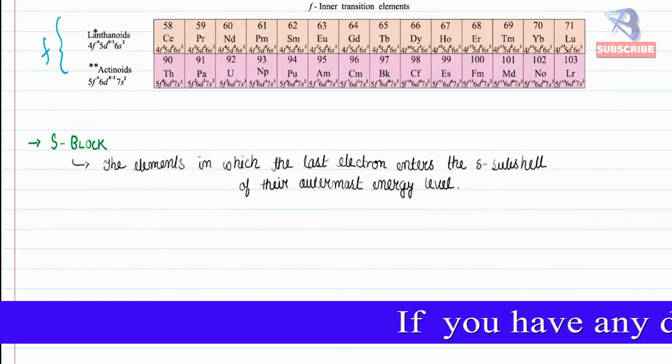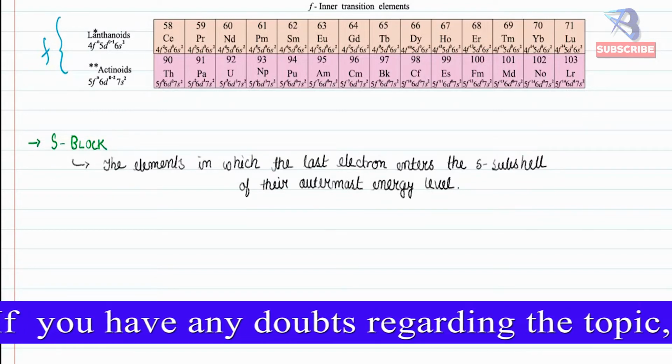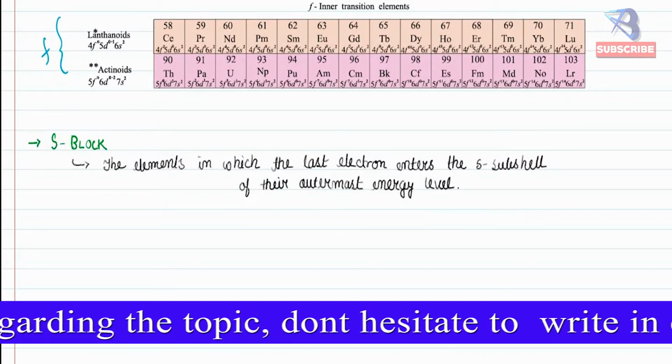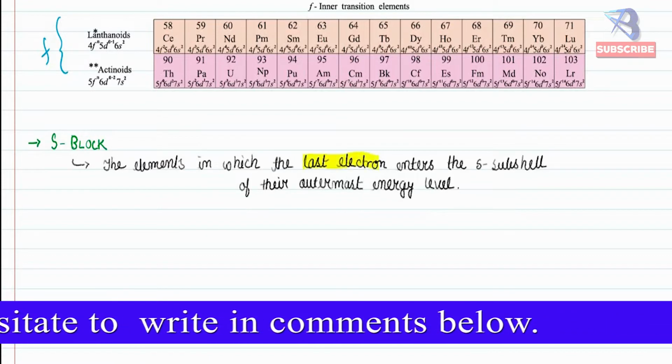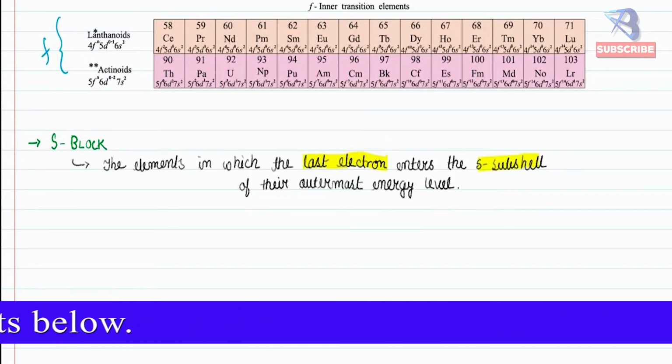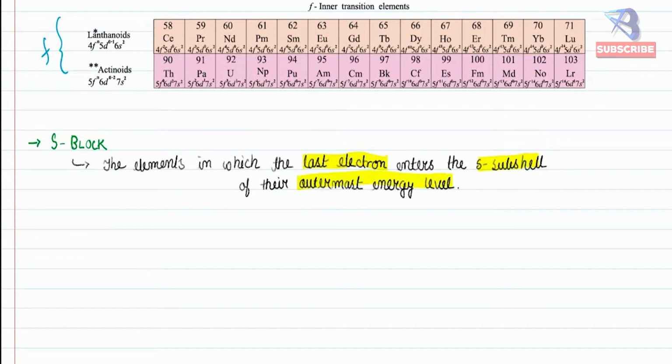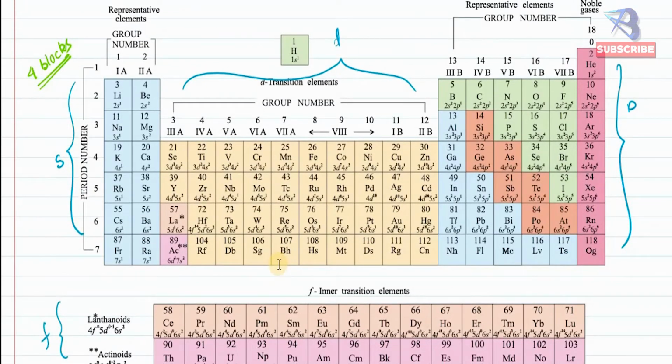Now in the S block, how are the elements classified into the S block? These are the elements in which the last electron enters the S subshell of the outermost energy level. What we know here is that if we write the electronic configuration, the last electron will enter into the S subshell of the outermost energy level. So where is this S block located? In the extreme left of the periodic table. This is the S block.